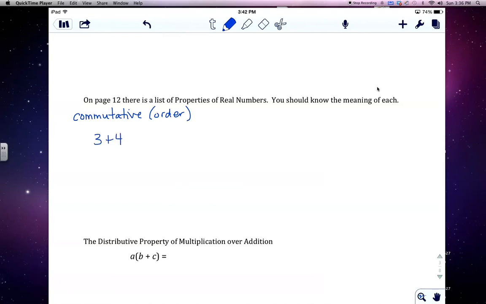And I change the order around, I do 4 plus 3. Do you understand that that's the exact same value no matter what order I put that in? 3 plus 4, same thing as 4 plus 3. The order did not matter. Likewise, if I have 4 times 3 and then 3 times 4, I get 12 no matter what I do. 4 times 3 is 12, 3 times 4 is 12. So it doesn't really matter what order I put that multiplication problem in. So whenever you have addition and multiplication, order does not matter.